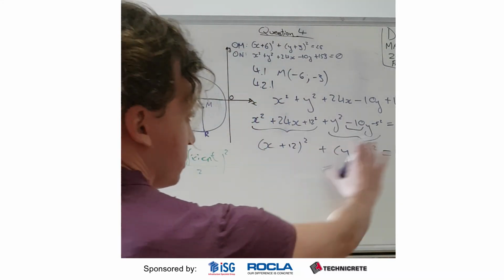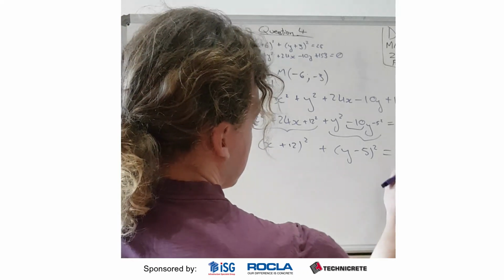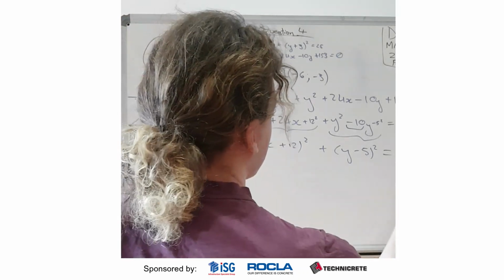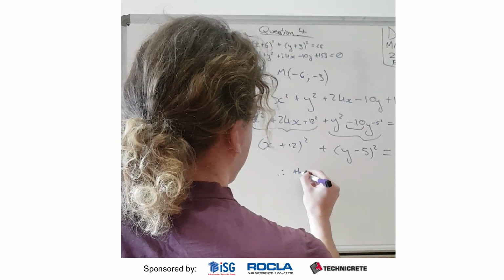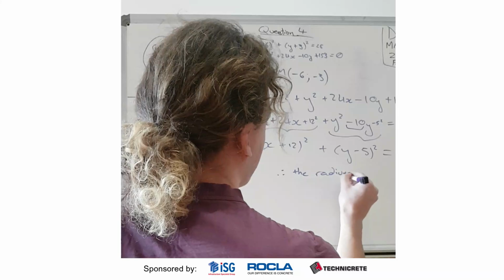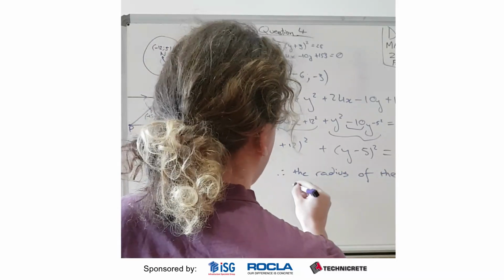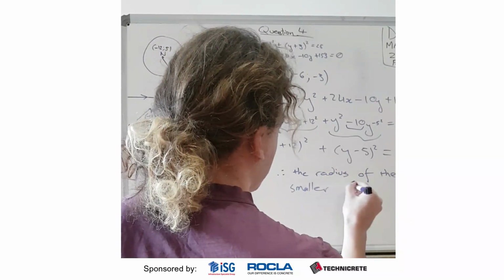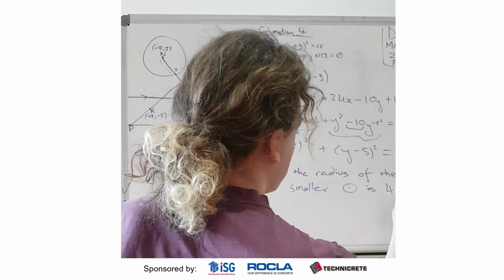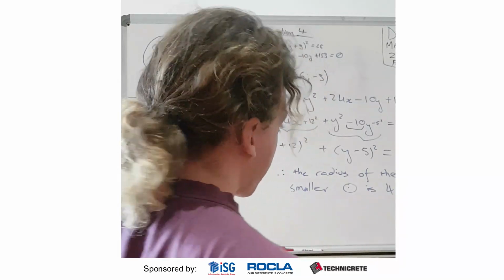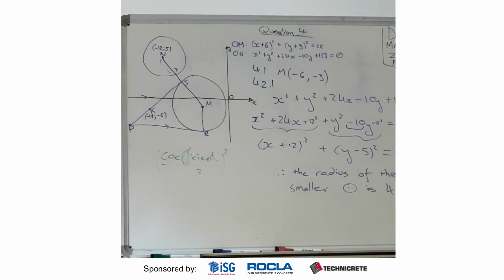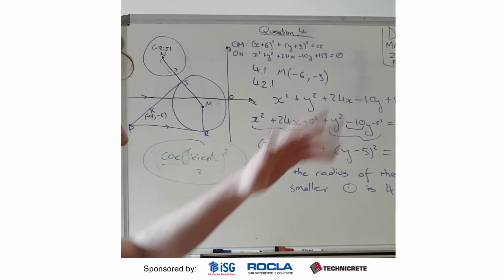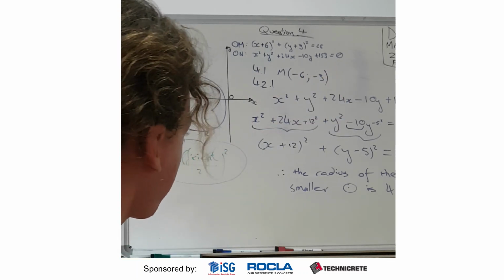And just like that, we've got it into standard form. 16, we know it's 4 squared. The standard form ends in r squared. Therefore, the radius of the smaller circle is 4 units. Right, so at first this looks like a bit of a complicated question. The biggest thing to remember is to add in this to both sides of the equals, and then you can find your answer from there.